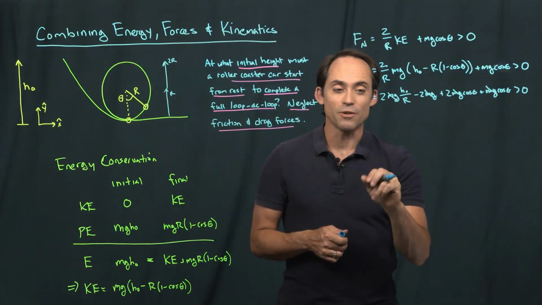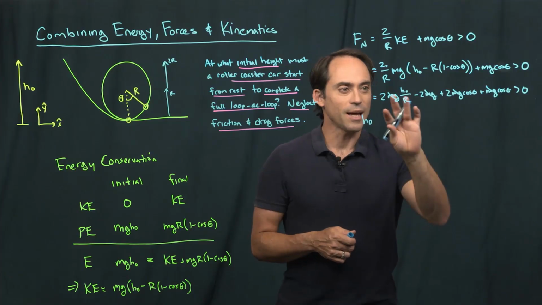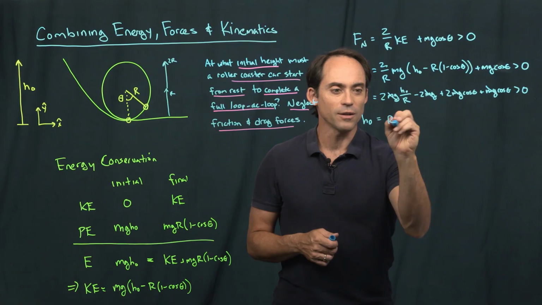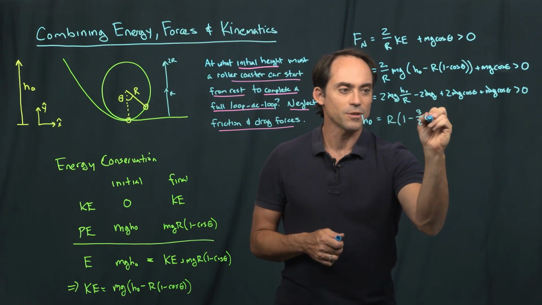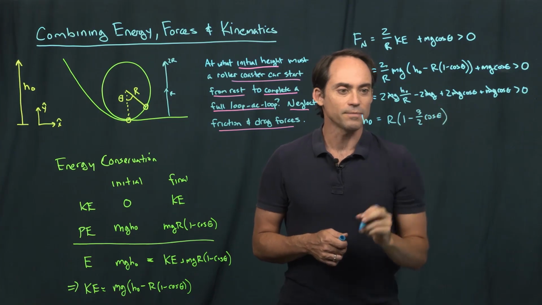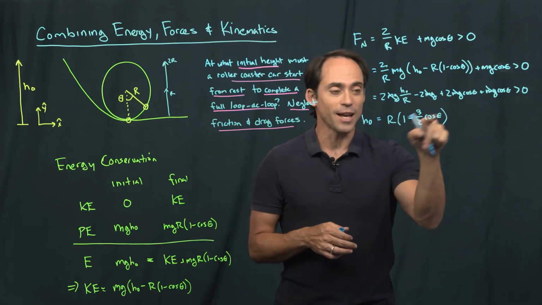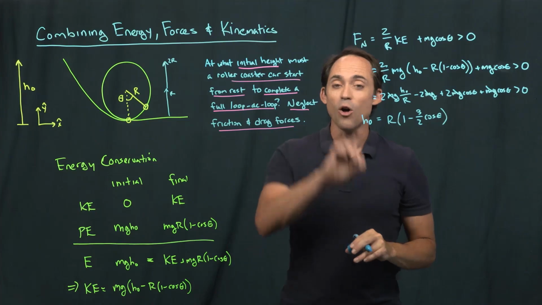So now we can just solve for h naught by multiplying through by r over 2 and moving everything else to the other side. And when we do that, we get h naught is greater than r times 1 minus 3/2 times cosine theta. So this is the height that the roller coaster needs to be at in order to reach any angle theta around the roller coaster. But of course we're interested in making sure it makes it all the way around.